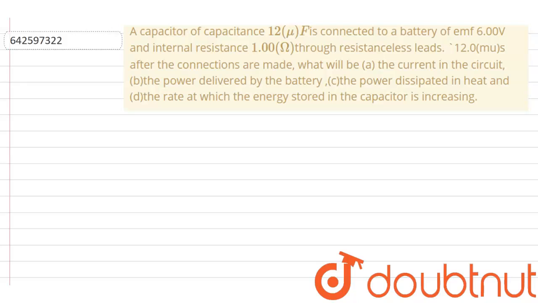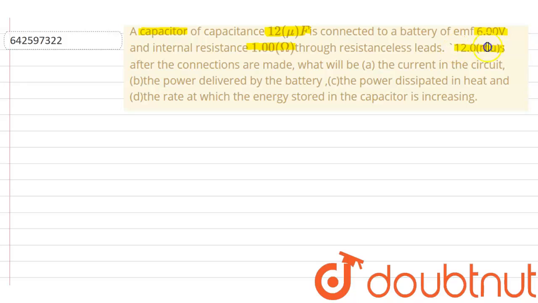Hello everyone, today we are going to solve this question. The question says that a capacitor of capacitance 12 mu farad is connected to a battery of EMF 6 volts and internal resistance 1 ohm through resistanceless leads.